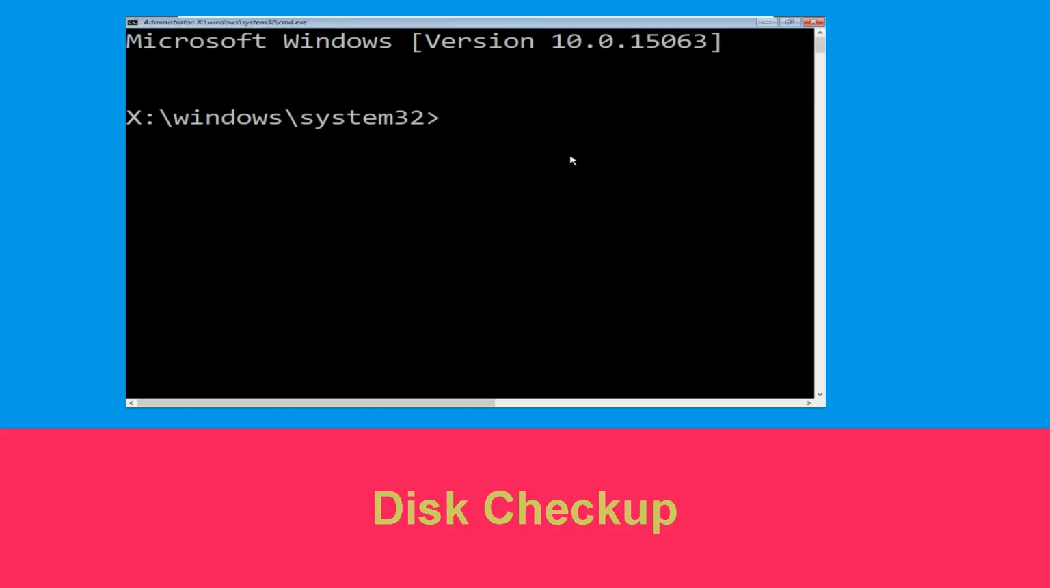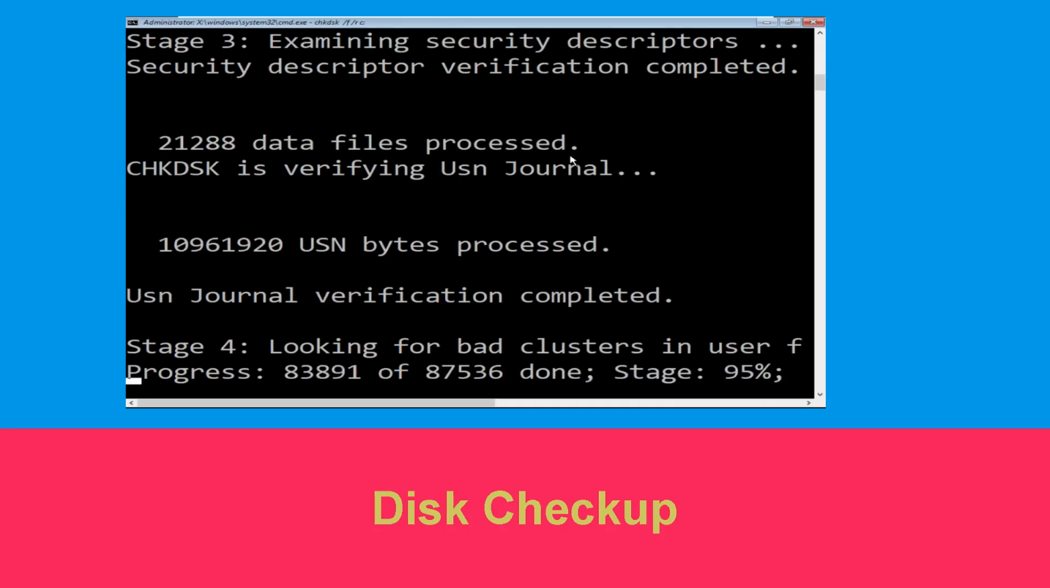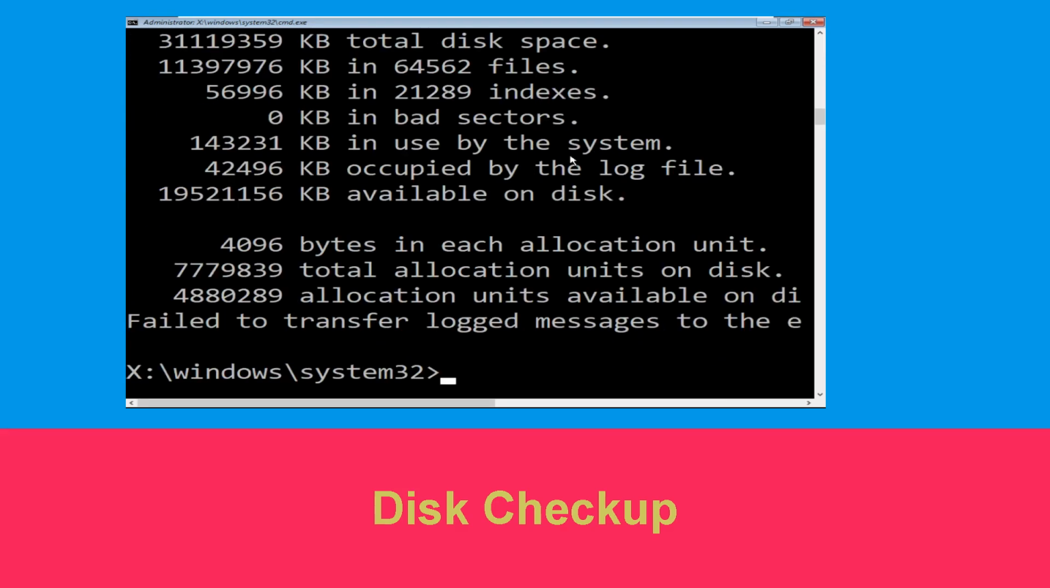Now type chkdsk space /f space /r space c: and hit enter. Then we need to wait for some time to complete the process. Once done, move to the next step.